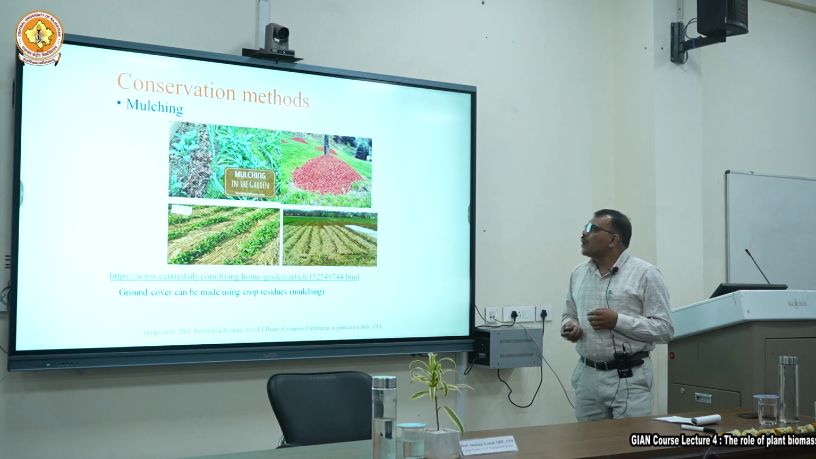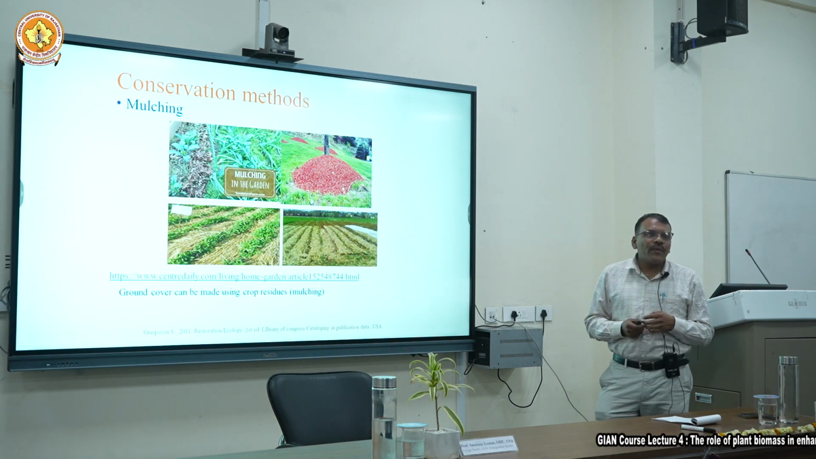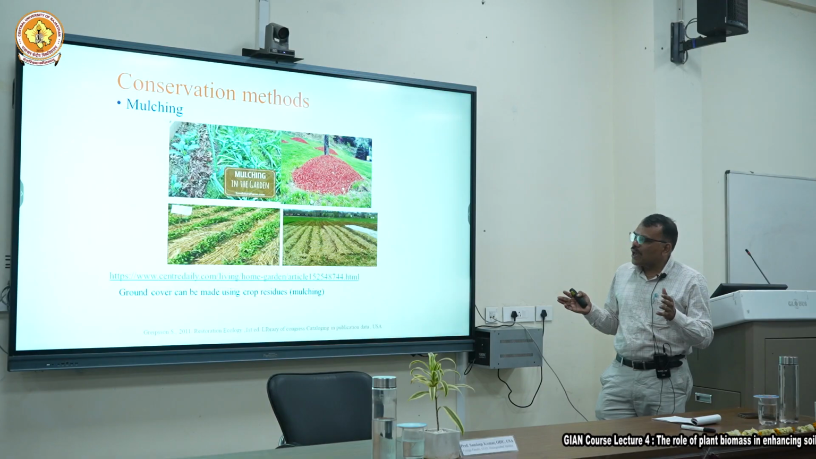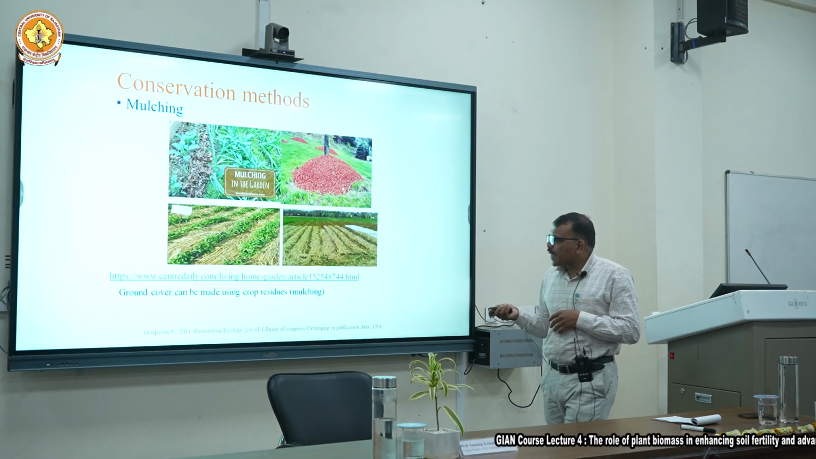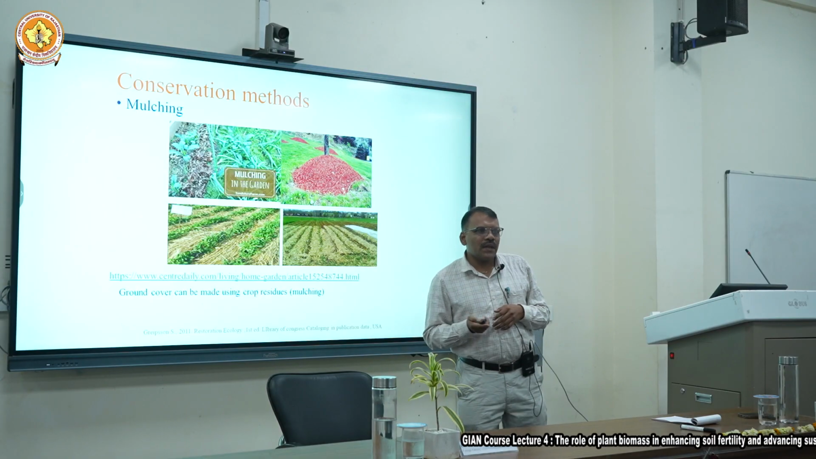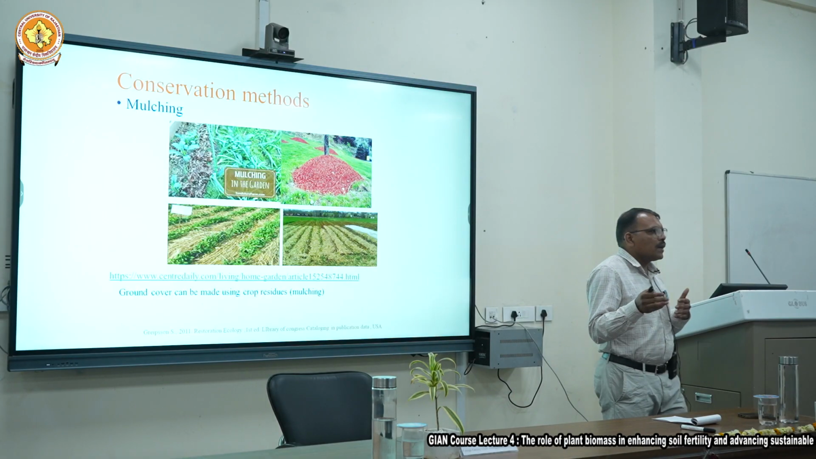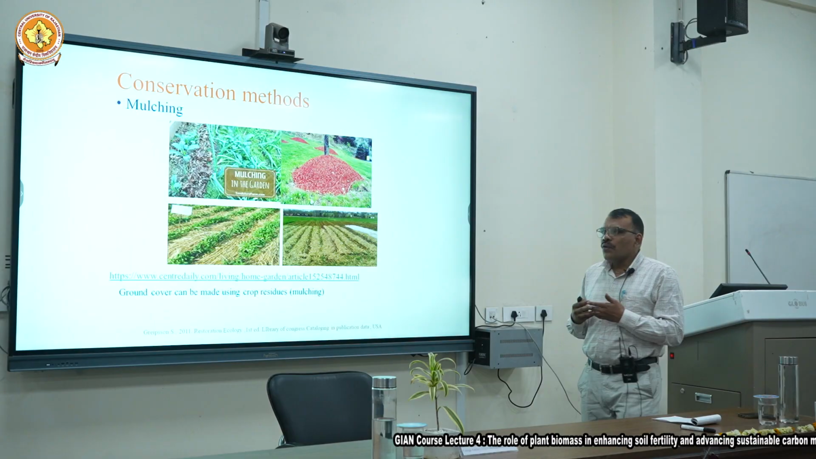Mulching is one of the very important mechanisms where we can add organic carbon directly into the soil ecosystem. Groundwork can be made using crop residue. This is a normal mechanism, and traditionally we have been doing that.